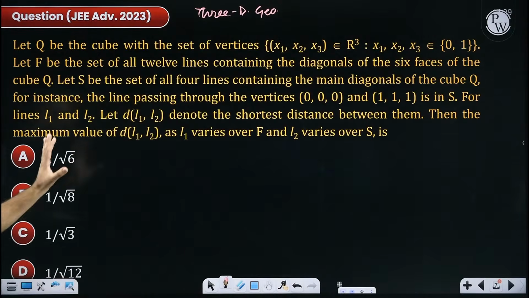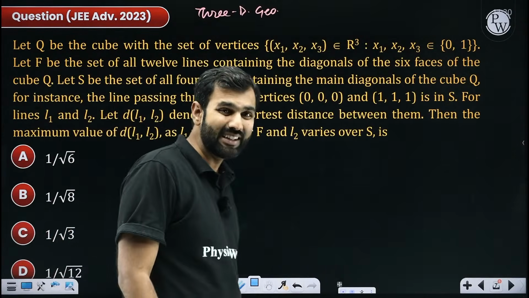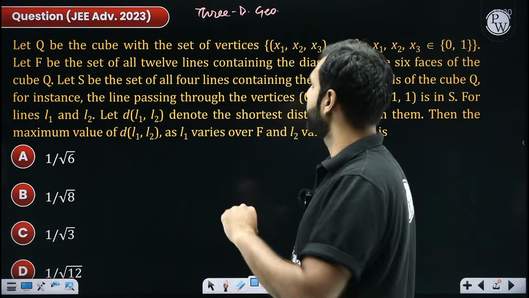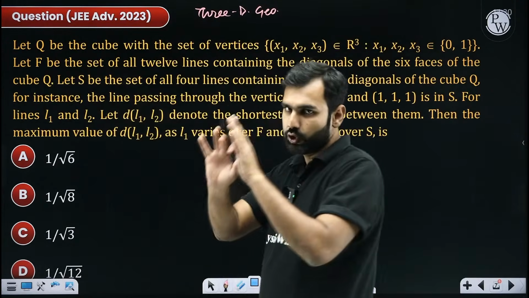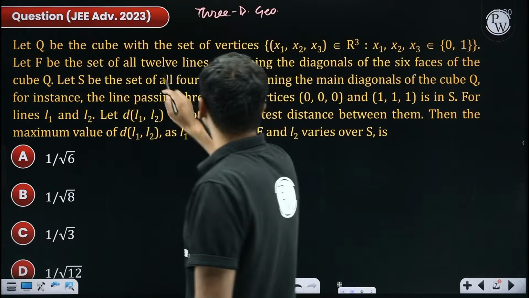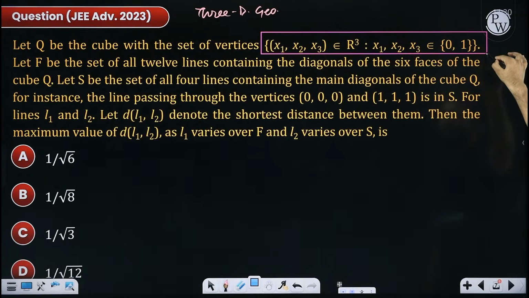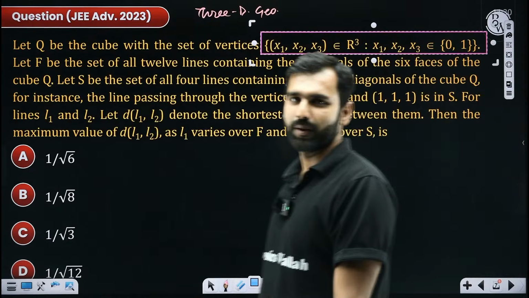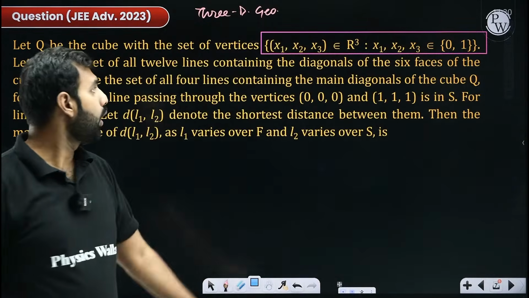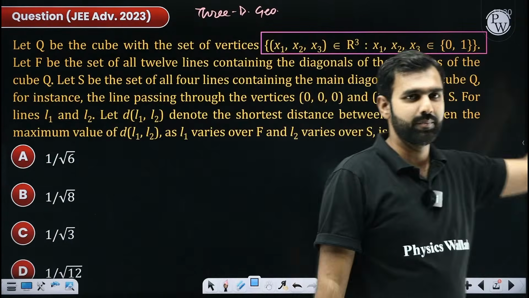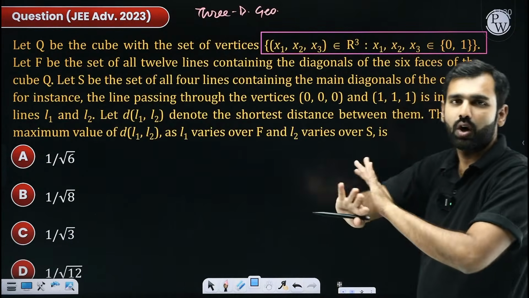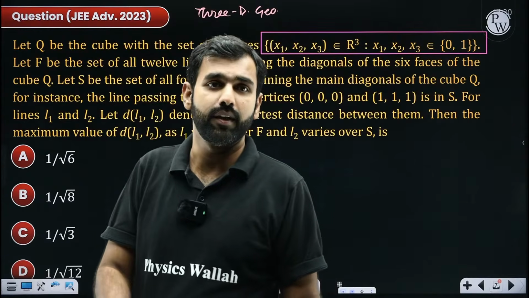Now, first of all, when I start reading this question, what does it say? It gives you Q be a cube. So there is a cube. Brilliant, perfect. With the set of vertices, this x1, x2, x3 belongs to R cube, where x1, x2, x3 are either 0 or 1. Are you all able to digest the meaning of this statement? If you could crack this, your job is done. Your question is done, technically speaking.